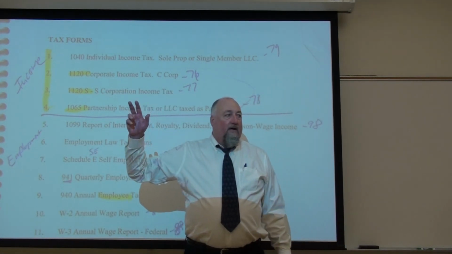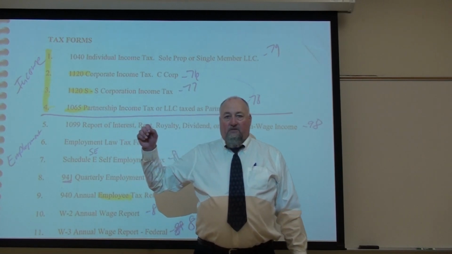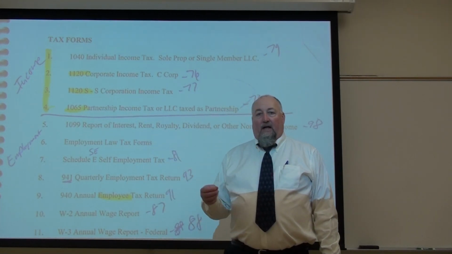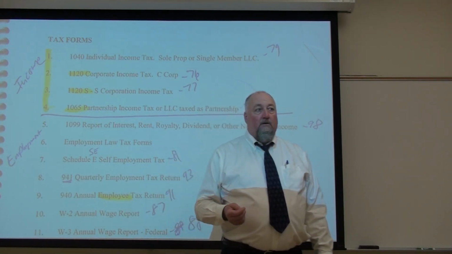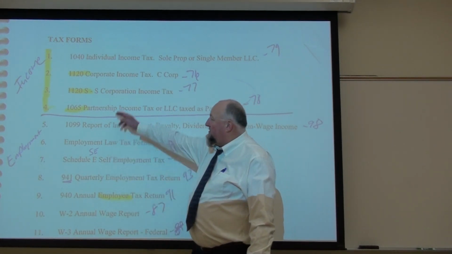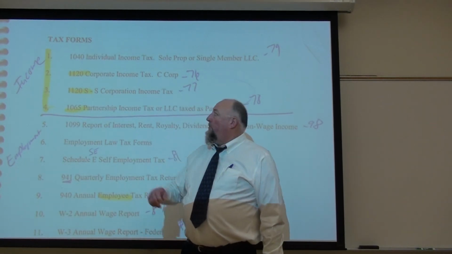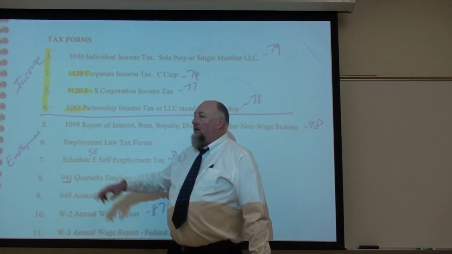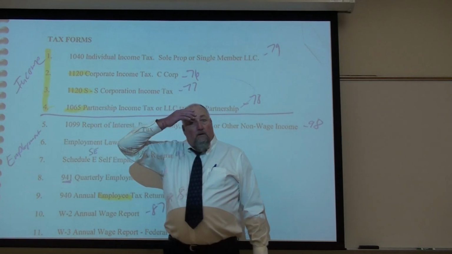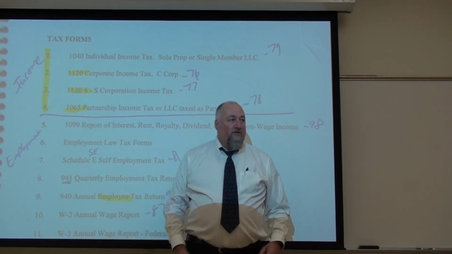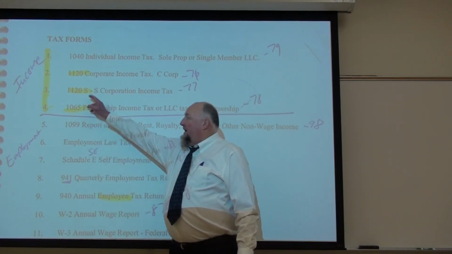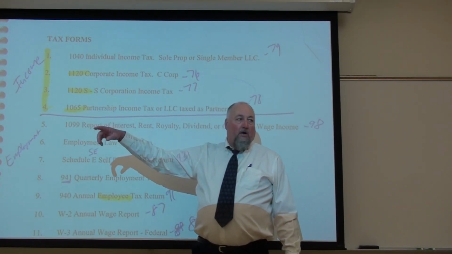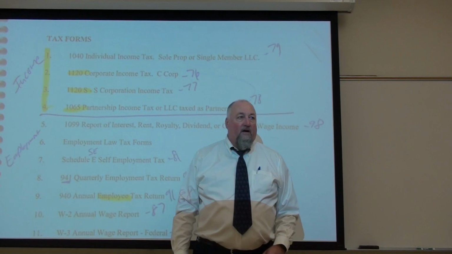Now I have those highlighted because I want you for the test to be able to answer which type of form is filed by which type of business entity. And primarily it's these three here. So for a corporation it's called an 1120 form. For an S corporation, which of course is not subject to corporate tax, it's called an 1120S form. And then for a partnership, it's a form 1065.